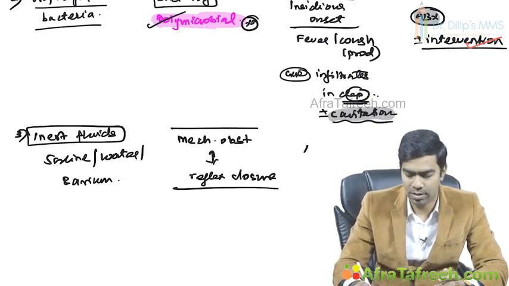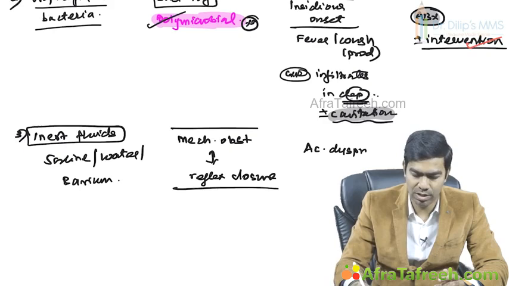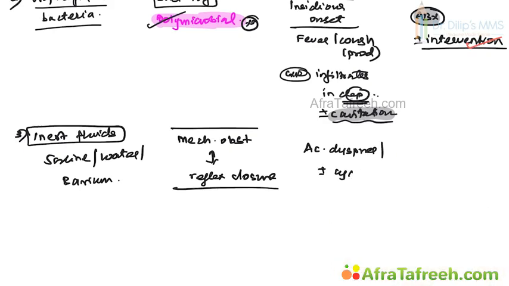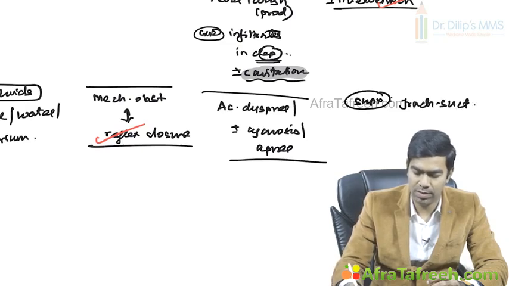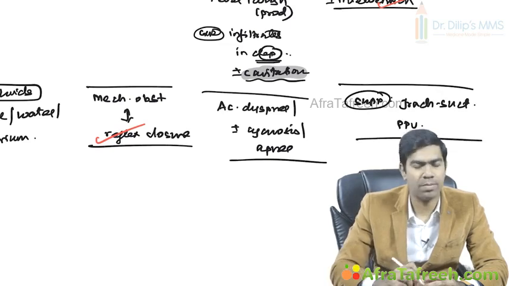Again, they are going to present in a very acute way, with acute dyspnea, and they can even go for cyanosis and respiratory failure because of this reflex closure of the airways, reflex bronchospasm. Treatment-wise, again it is going to be highly supportive treatment like tracheal suctioning and positive pressure ventilation. So this is going to be the main treatment. Clear? But inert fluids usually do not cause much chemical pneumonitis or infection-like features. They will usually be acute in presentation.